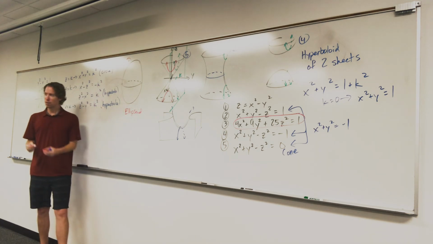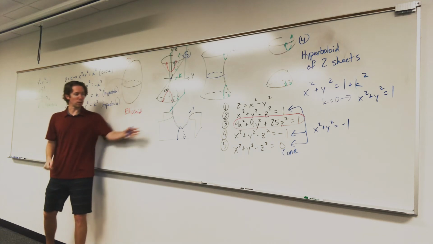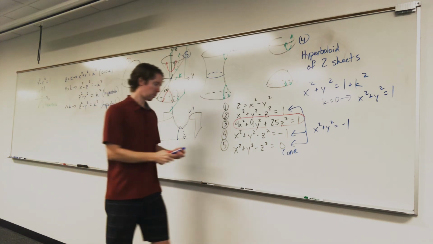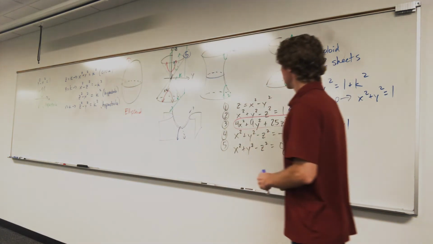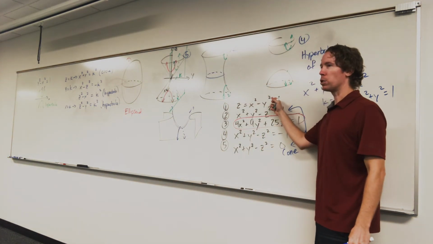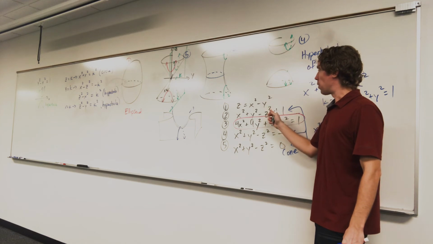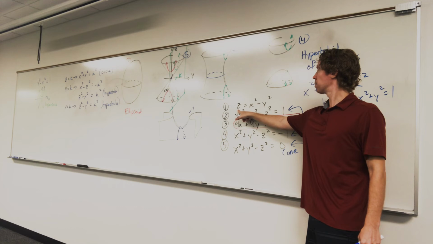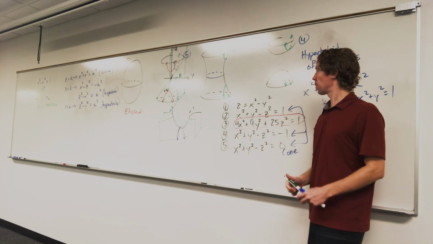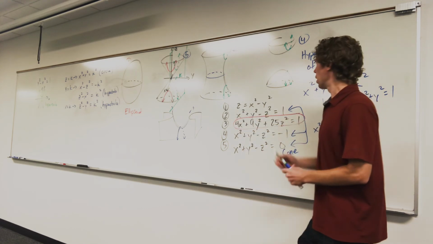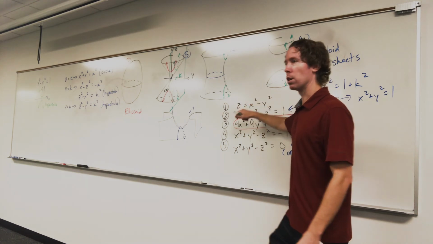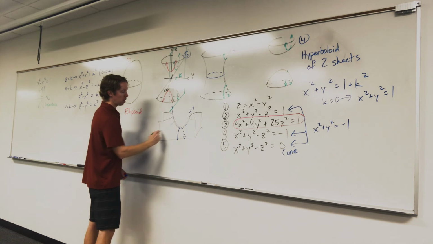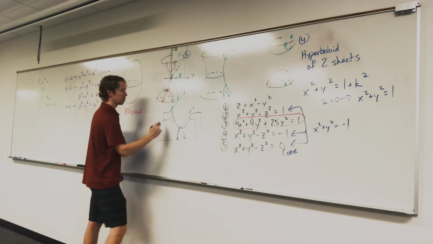All right. That leaves the best one, the most complicated one. So let's quickly think about the traces here. If I plug in z equals k, what do I get? Hyperbola. Yeah, good. If you plug in z equals k, you get a hyperbola. And you can see that here. If I cut with a horizontal plane, my trace looks something like this.